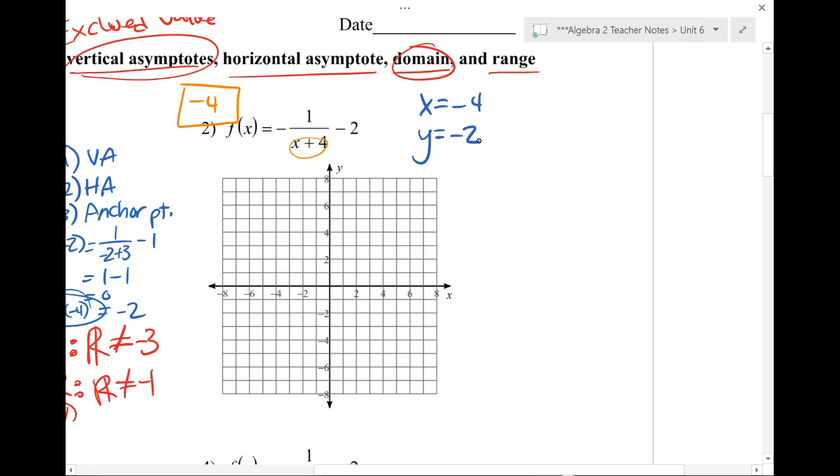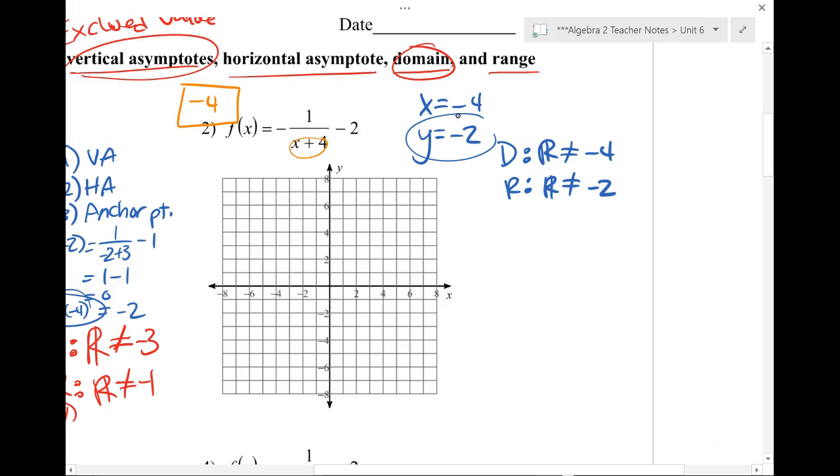Then let's find our domain and range. Okay, so again, remember it's everything. It's going to be all real numbers except for the same value as our vertical asymptote, which is -4. And then for our range, it's going to be all real numbers except for, or not including, -2, which is also our horizontal asymptote here.